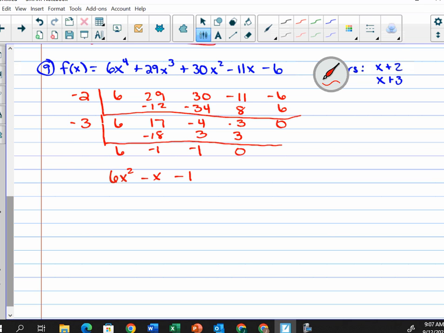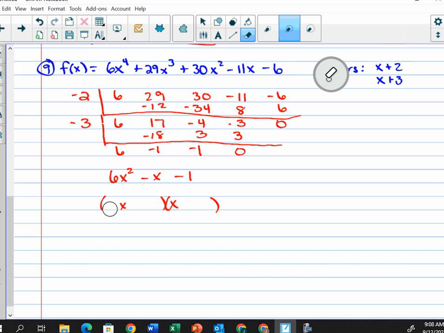A lot of you tried 6x and x and were like, why isn't this working? Because there's other ways to get a 6. What about 3x and 2x? Okay, so that's your other option for getting a 6x squared with that initial multiplication. And then you can just mess around with the -1 and +1 until you've got it figured out.